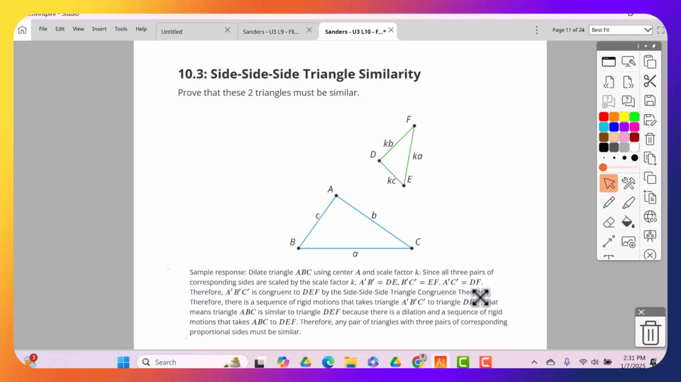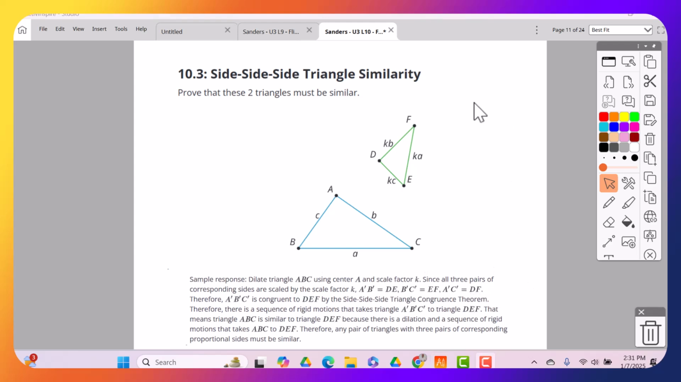10.3. What we want to do is prove that these two triangles must be similar. We can see that they're multiplied by a constant, k times c, k times b, and k times a. K is going to be one value, so that is the scale factor for DEF to go to ABC, or from ABC to DEF. Here you can see it says dilate triangle ABC using center A and scale factor K.